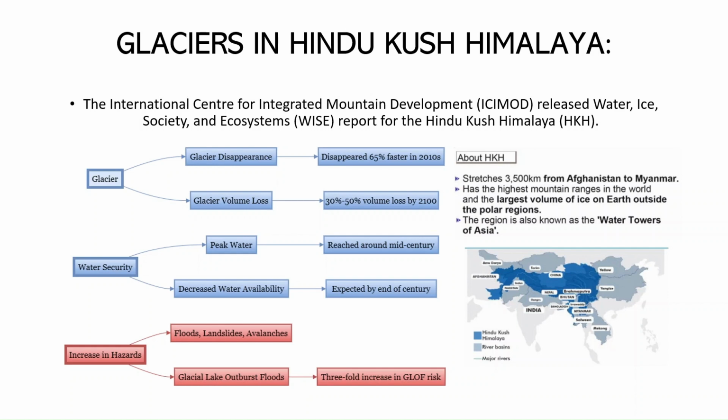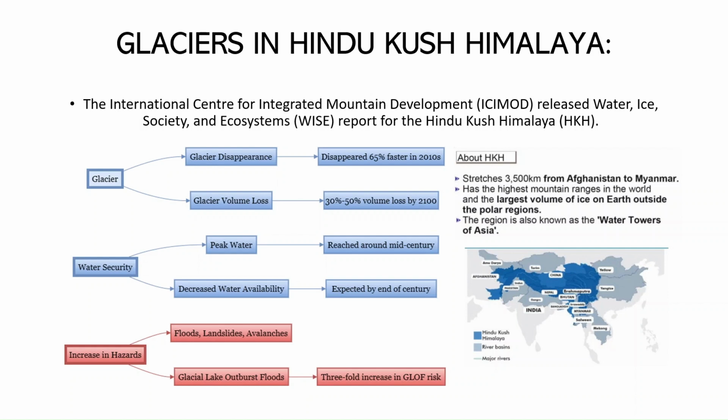With Afghanistan, Bangladesh, Bhutan, China, India, Myanmar, Nepal and Pakistan as its members, ICIMOD plays a crucial role in advancing our understanding of the mountain ecosystem. So what does this WISE report reveal about the state of the Hindu Kush Himalaya? One of the standout findings is the alarming rate at which the glaciers are disappearing. In the 2010s, glaciers in the region melted 65% faster than the previous decade.